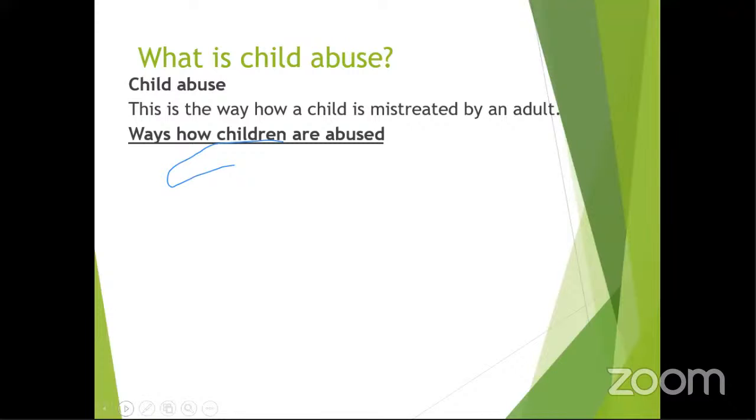So turn to the chart and write for us the ways how children are abused. So I was telling you that children can be abused in different ways. They are abused in different ways at home, at school, in the community, or in any place. So we are looking at the ways. How are they abused? So use the chart and give the answer.